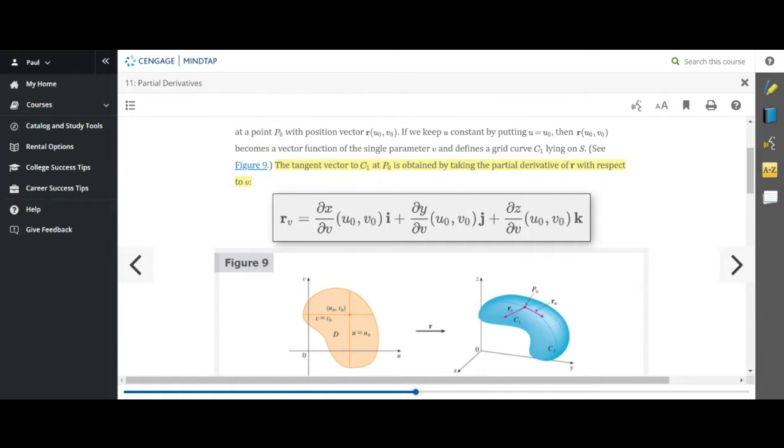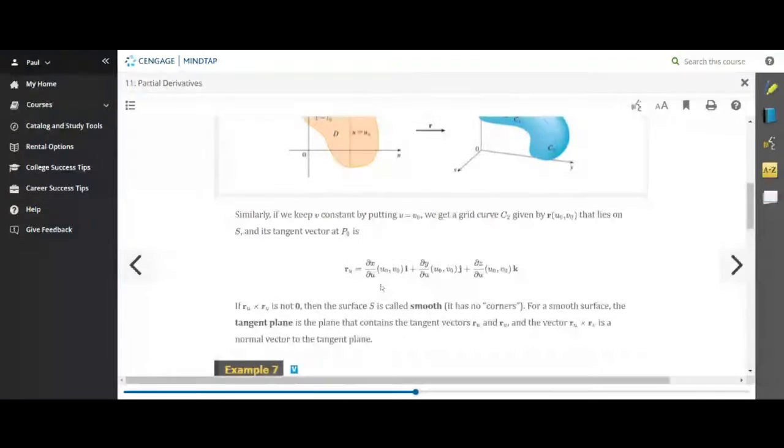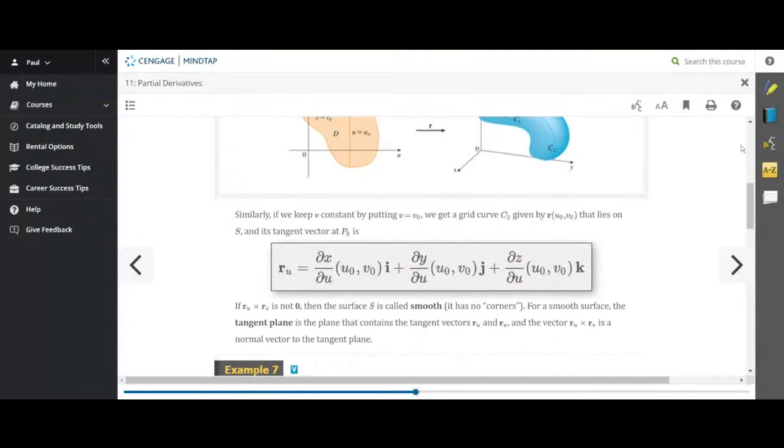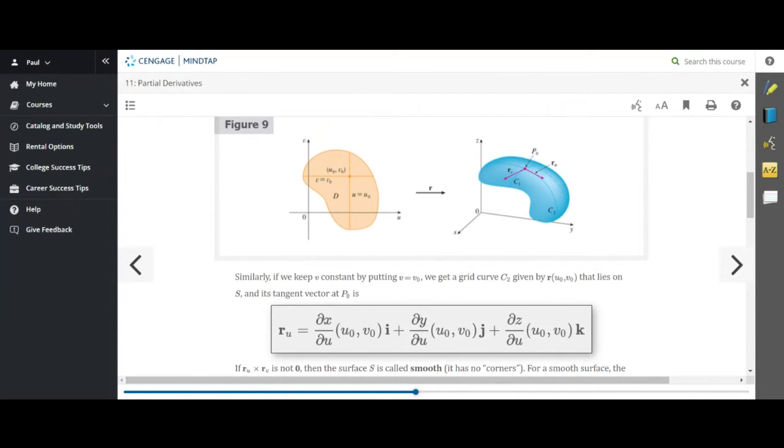So again, if we want an equation of a plane, we need a point on the plane and a normal vector. So what we're going to do is find two vectors in the plane, these two tangent vectors, and then we'll take the cross product of them. The vector function r sub v, which is the derivative of the vector function with respect to v, is one of those tangent vectors. Similarly, the derivative vector with respect to u is another one of the tangent vectors.